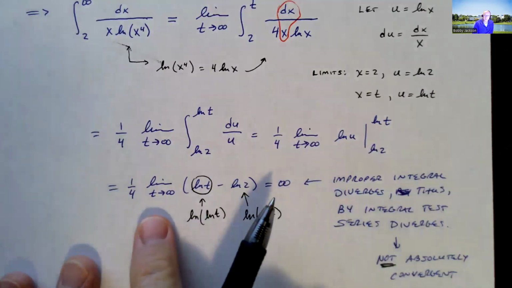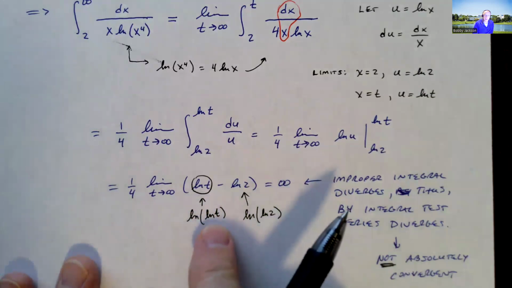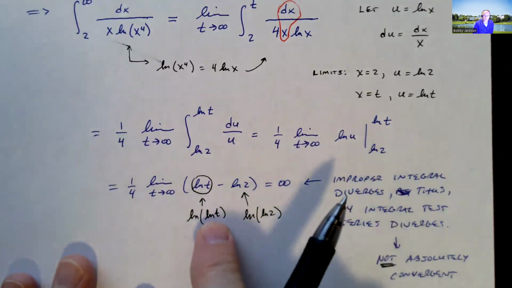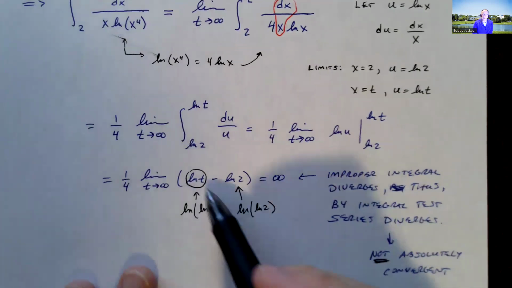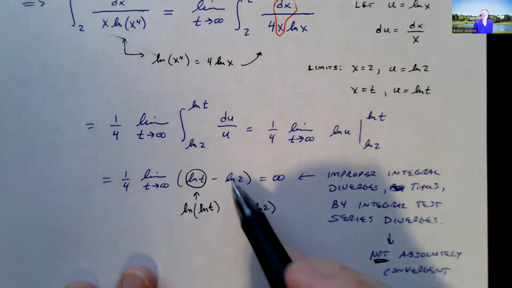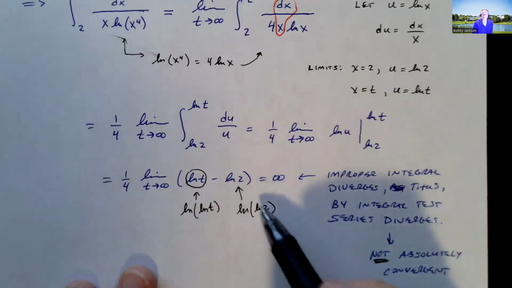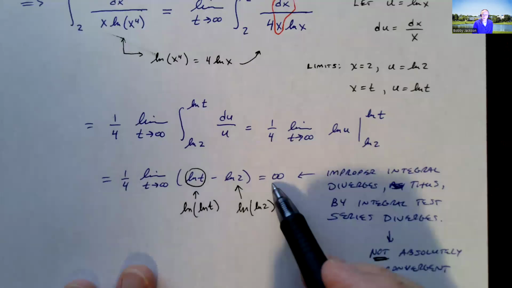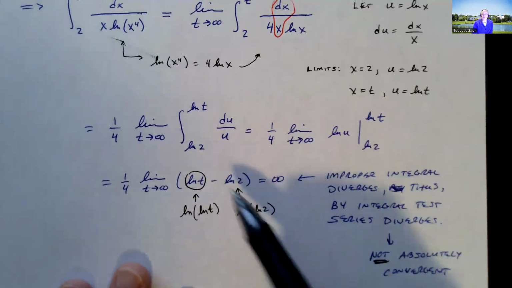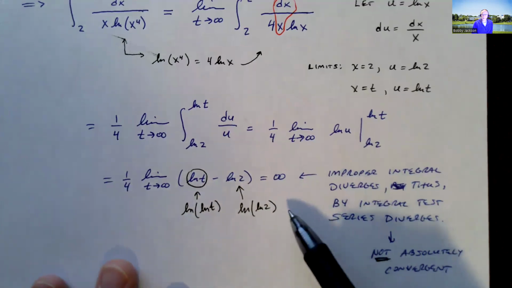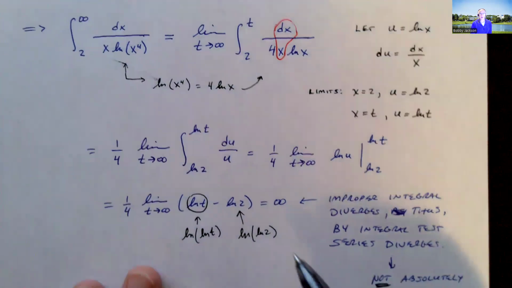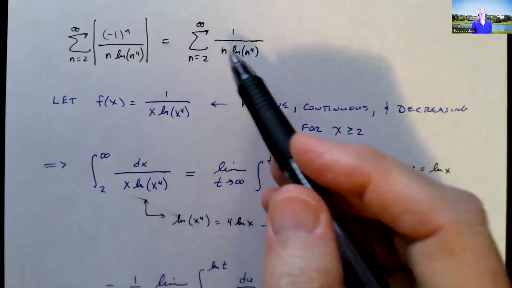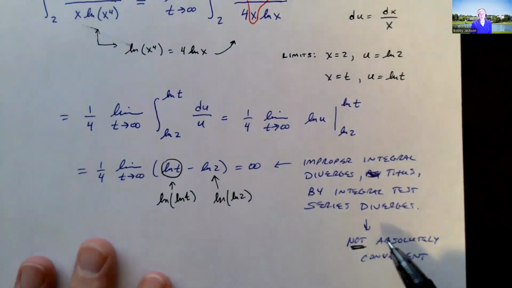However, as t goes to infinity, the natural log of the natural log of t is going to infinity, because natural log of t is an increasing function on its domain, and its limit as t goes to infinity is infinity. Of course, subtracting something going to infinity, this is a finite quantity, the natural log of the natural log of 2, and so we get infinity. What's that mean about this integral? This improper integral diverges, and therefore by the integral test, the series we were looking at, the positive term series, is divergent as well.